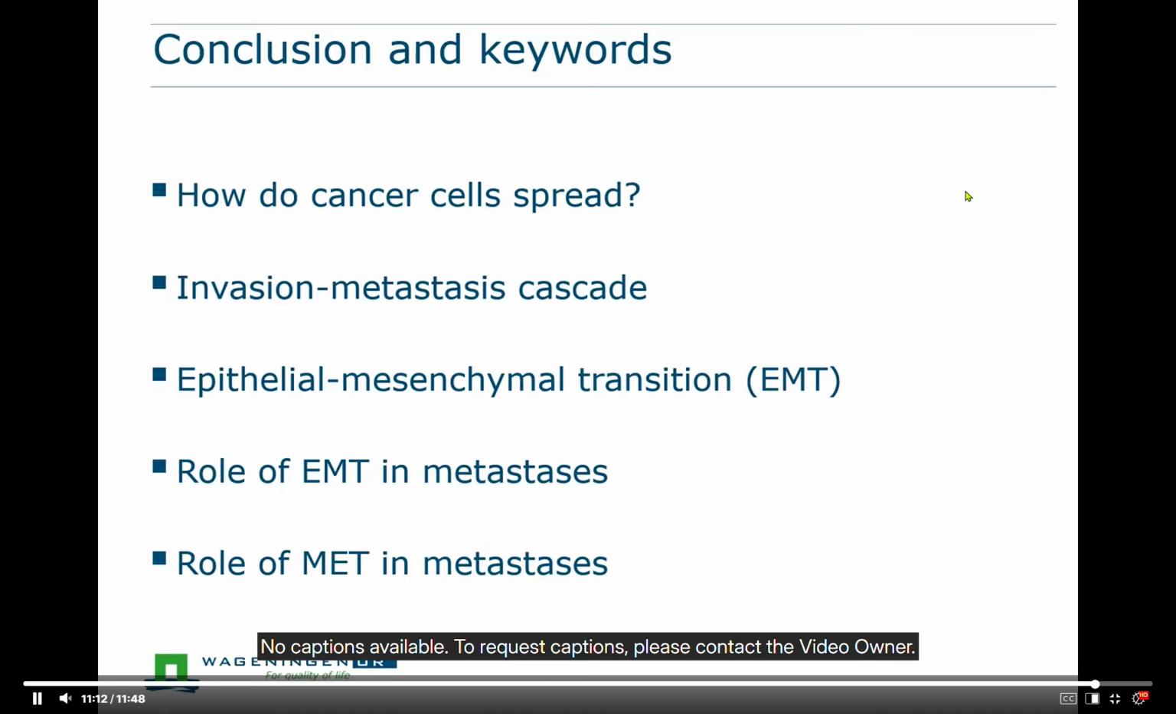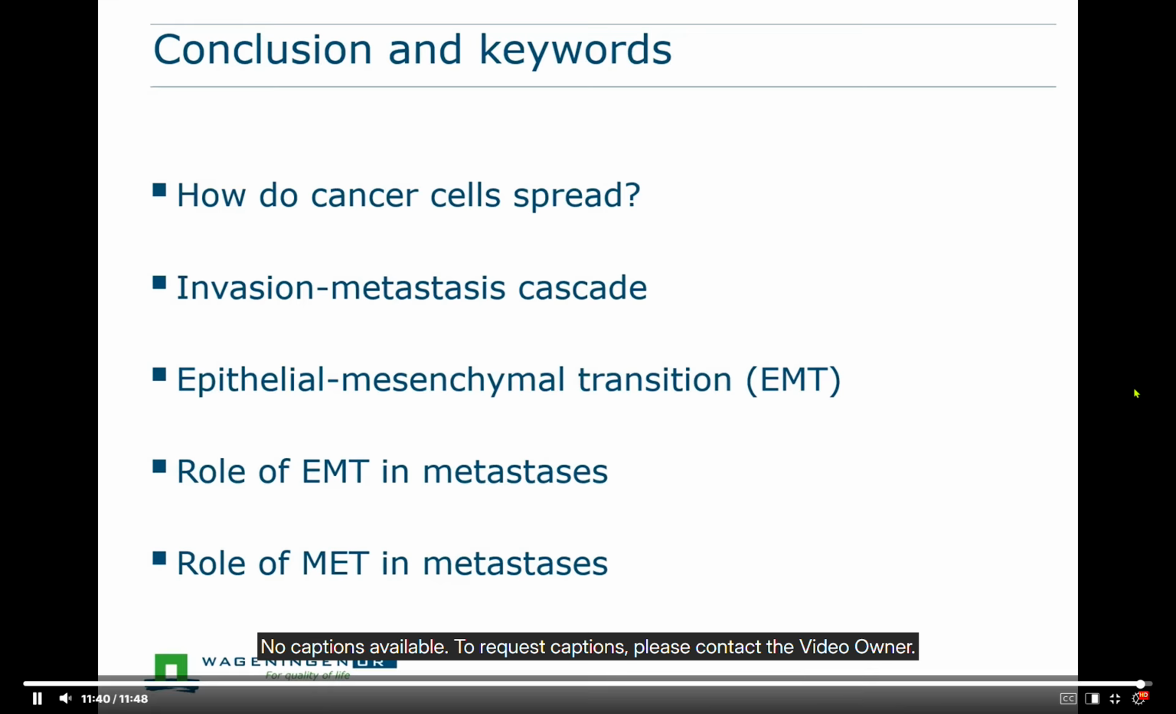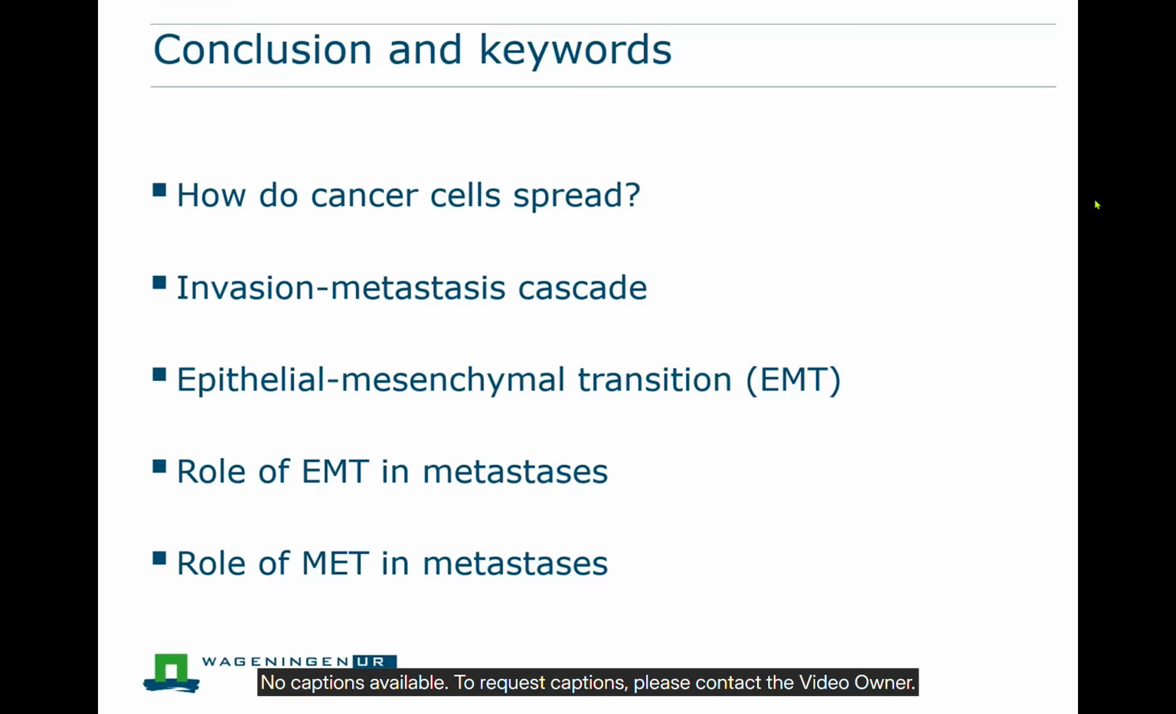So what we have discussed in this clip is the question, how do cancer cells spread? And in order to be able to understand that, it is important to recognize the importance of the invasion metastasis cascade, as well as the molecular process underlying this cascade, and that is the epithelial mesenchymal transition. The role of this EMT process in the development of metastasis is important, and the same is true for the inverse process, in which the mesenchymal cells become like epithelial cells again.